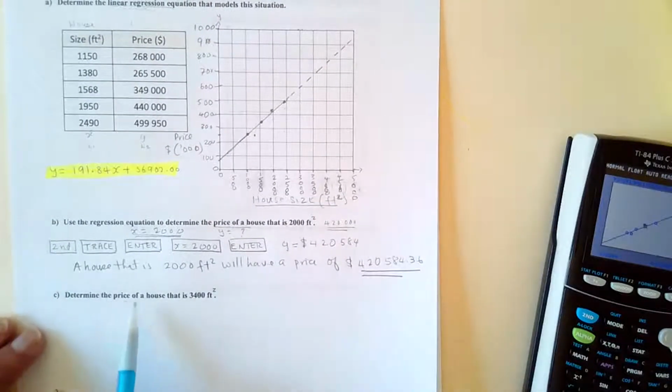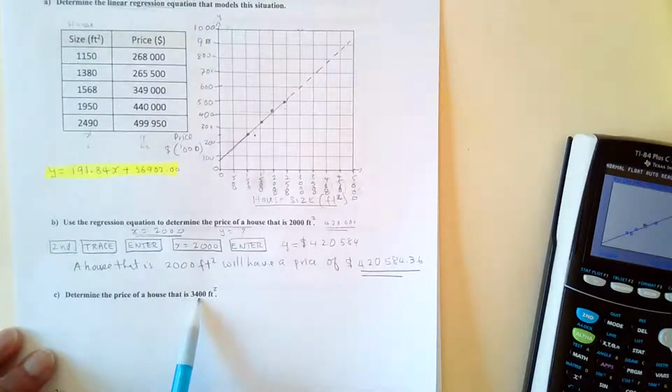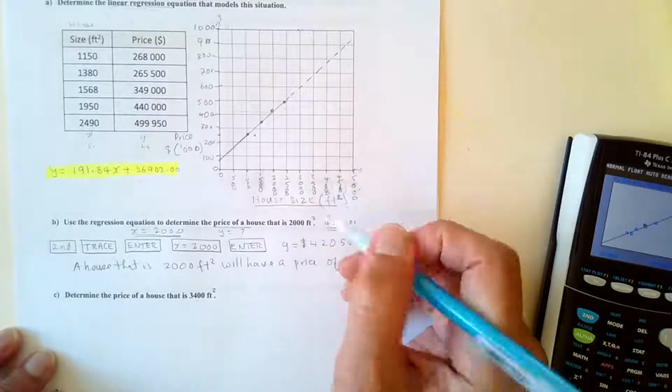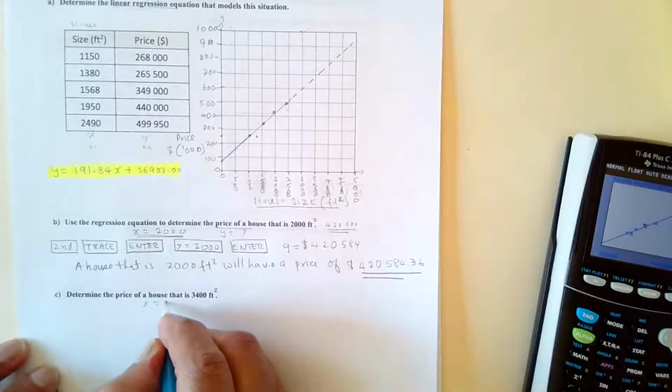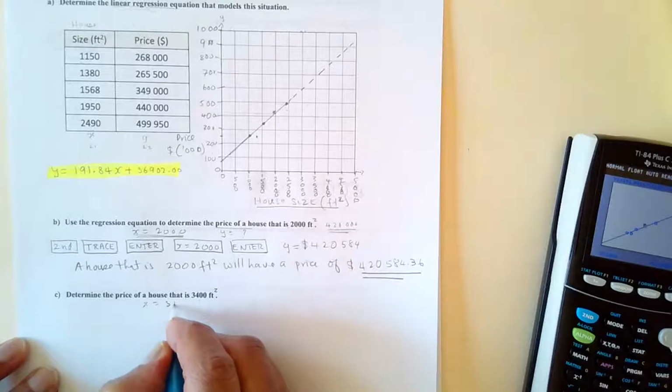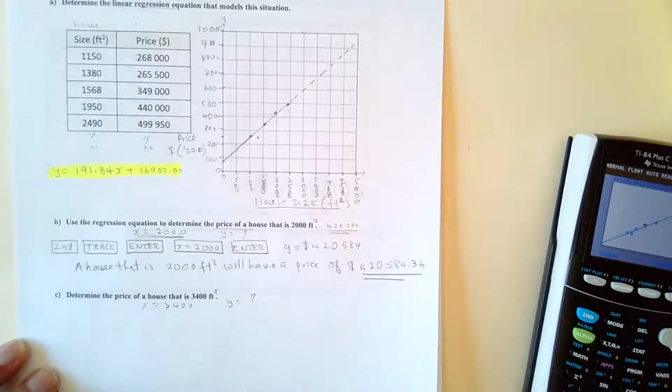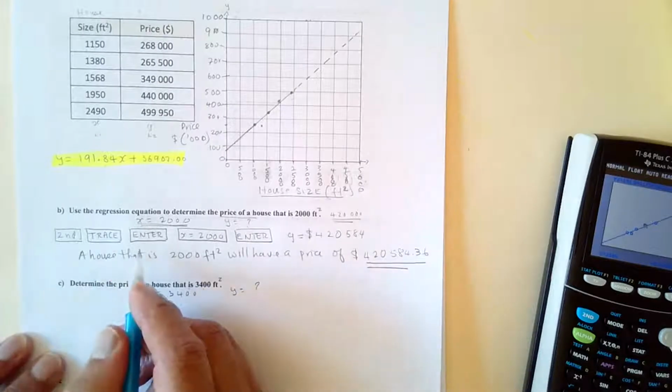The next one, determine the price of a house that's 3,400 square feet. So here again, x is given to you. So x is 3,400. Question is, what is y? We'll follow the same process again.